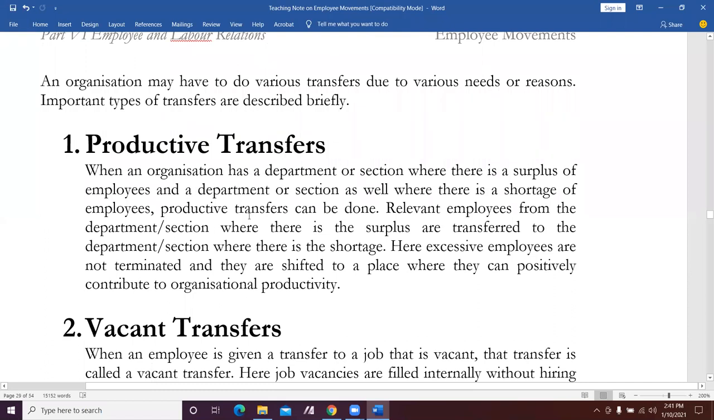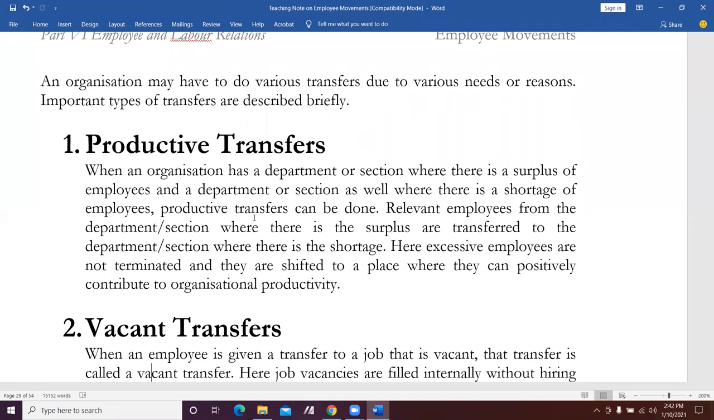So here, in the same organization, there is a surplus of employees in one department. There's a shortage of employees in another department. So assume our department is the administration department, which has a surplus of employees. Assume there are three drivers who are in excess, who are not needed.